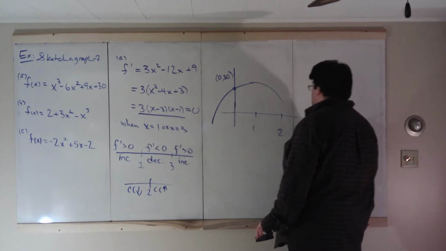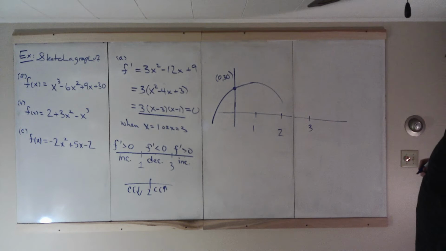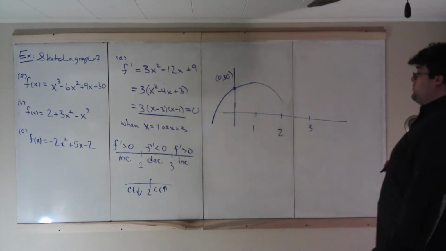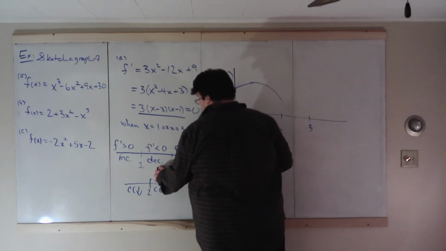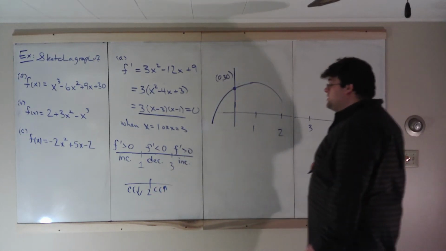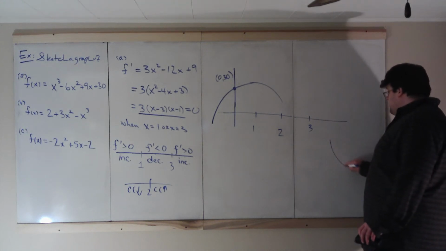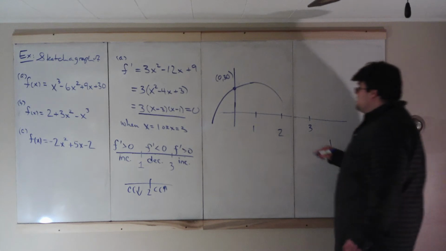Now I have the splitting of the board to navigate, but that's okay. 2 to 3. On 2 to 3, the function is decreasing and concave up. Which one's decreasing and concave up? Decreasing, concave up looks like that. So we'll put one of those from 2 to 3.